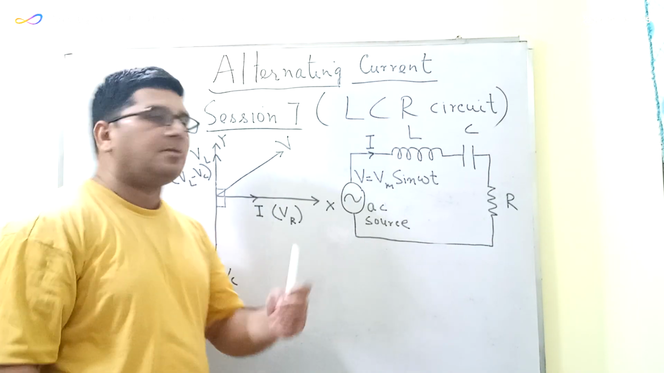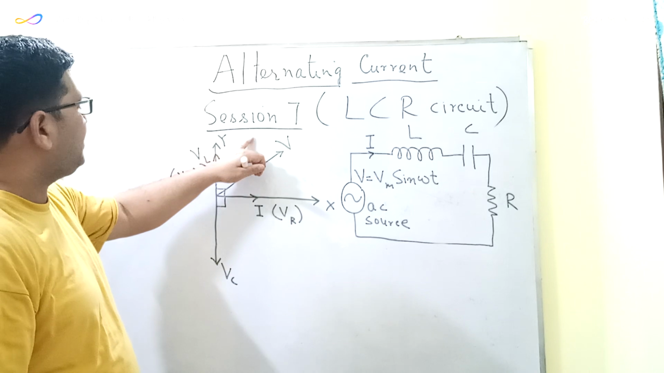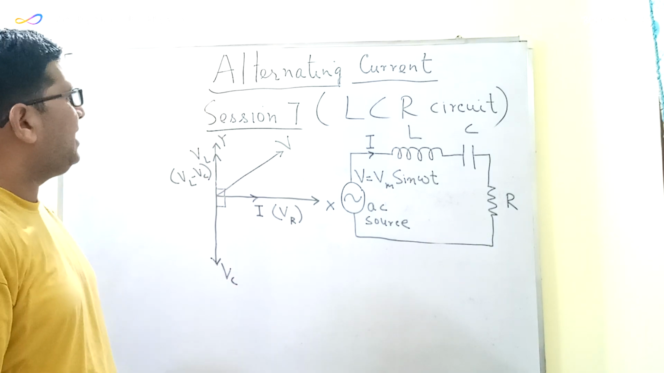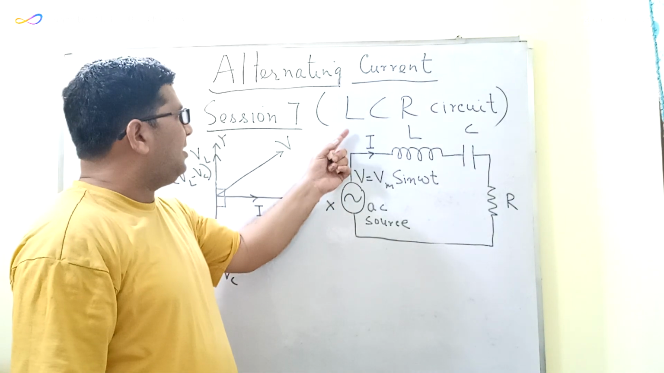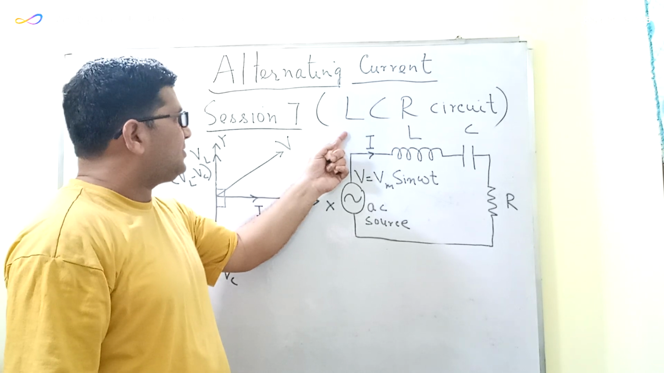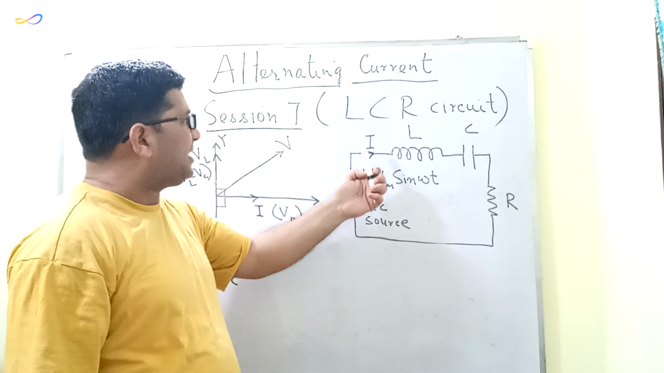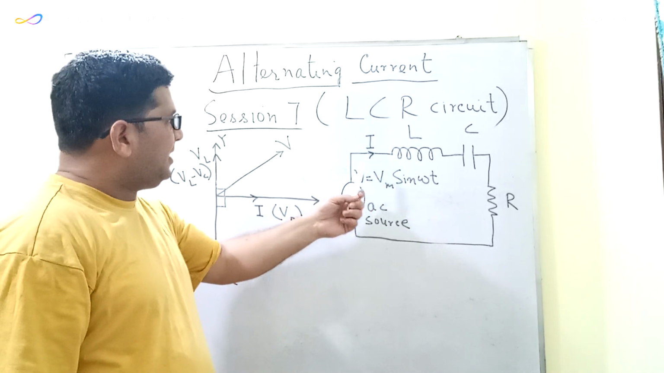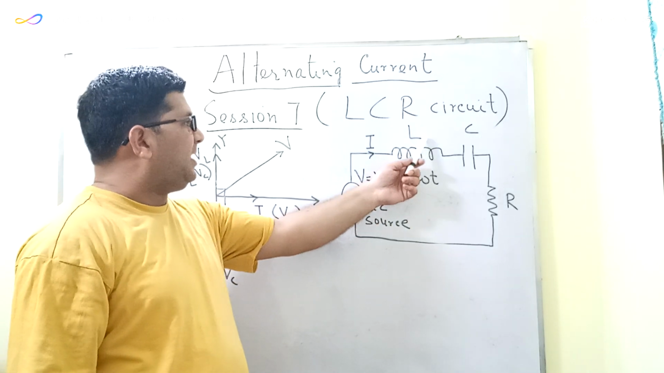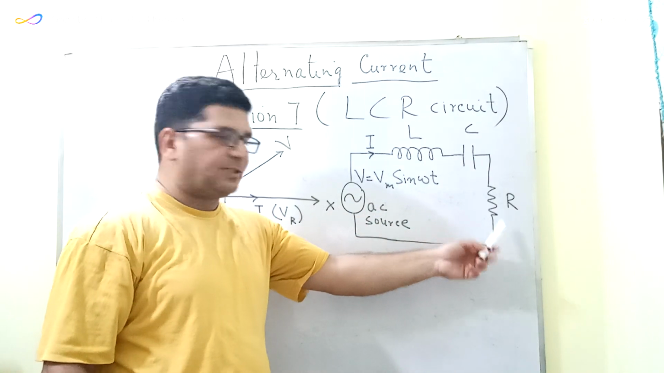Good evening, students. This is session 7 from the playlist of alternating current, and today the topic for this session is the LCR circuit. An LCR circuit is basically a circuit which consists of an inductor, a capacitor, and a resistor.